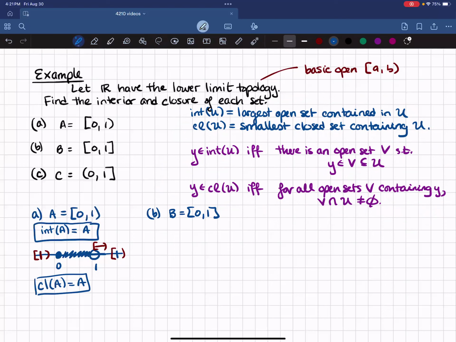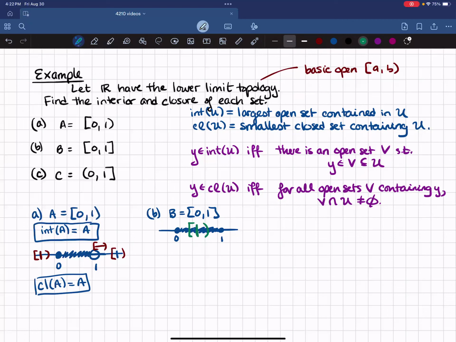So what is the interior of B? For the interior, we usually want to imagine either taking the set itself or removing some points from the set. So let's think about the points that are in the set and whether or not we need to remove any of them. For the interior, we want to think about whether we can find an open set V that is entirely contained in B for each of these points. For example, if I look at a point in the middle between 0 and 1, I can find an open set that's entirely contained in B. So that tells me those points in the middle are in the interior.